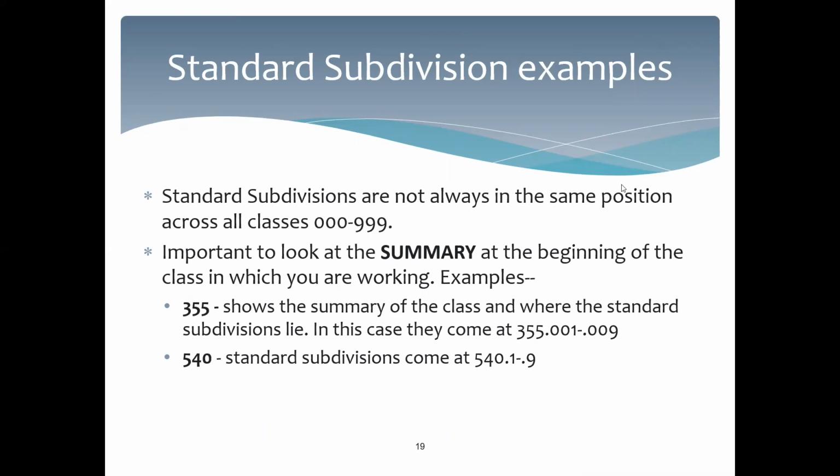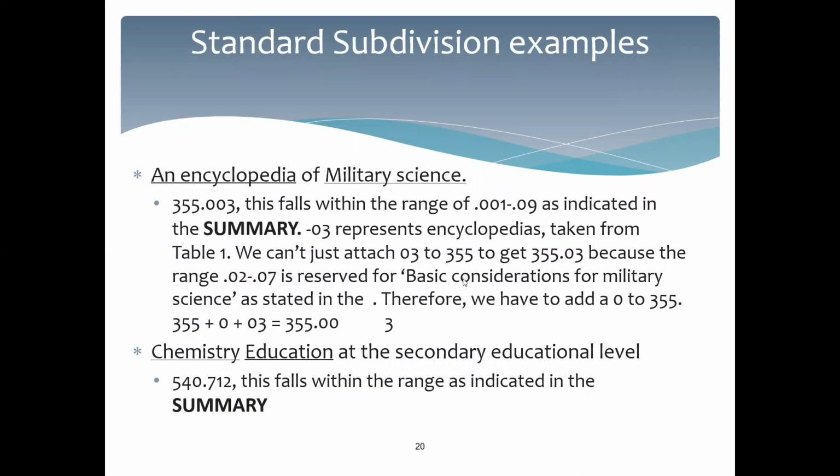Here's an example, 355. It shows the summary of the class and where the standard subdivisions lie. If you go a little bit further, you may not necessarily see that information. For 540, standard subdivisions come at 540.1-.9. So those can be someplace, they're not always logical.